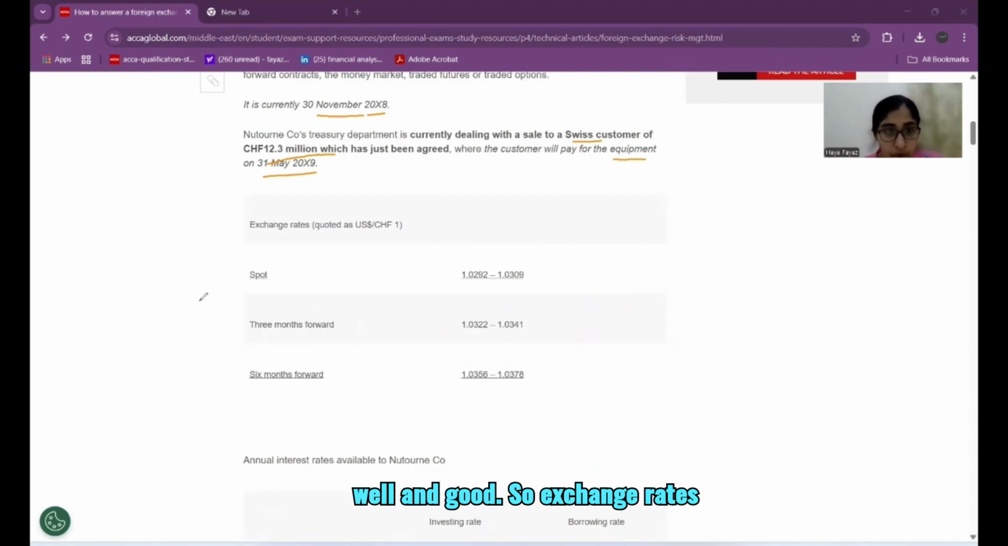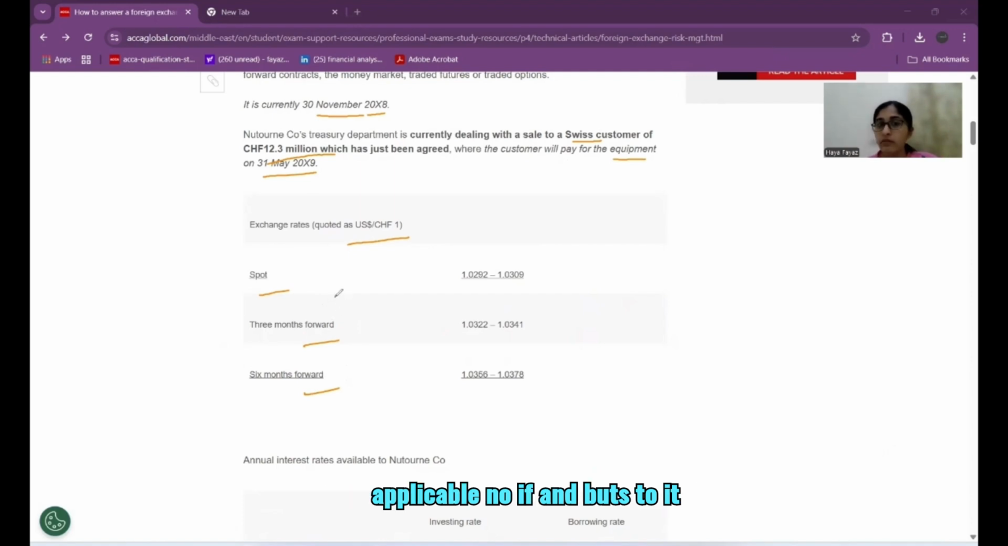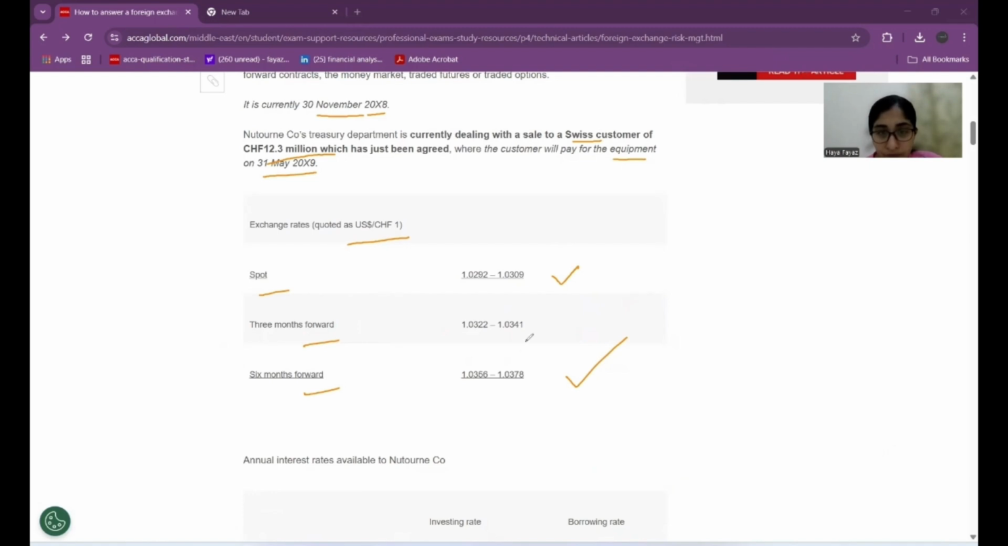So exchange rates are quoted as US dollar to CHF: spot, 3 months forward, 6 months forward. Of course, which is going to be applicable? No ifs and buts to it: 6 months forward for the futures contract if we are taking that. This is the spot rate that is applicable, and we can see this is US dollar to CHF.